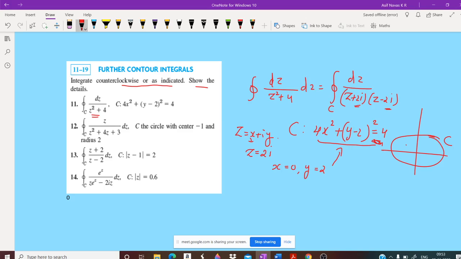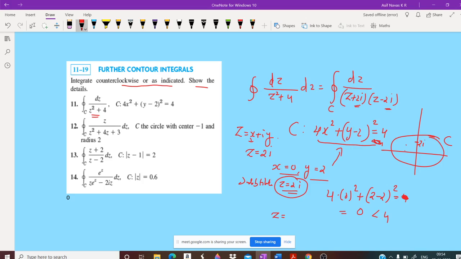So substitute z equal to 2i. Z equal to 2i means x equal to 0 and y equal to 2. So 4 into 0 square plus (2 minus 2) all square, which is 0. 0 is always less than 4. So this point 2i is inside the contour.